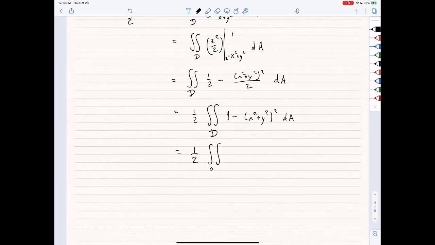So here, the unit disk can be described as theta between 0 and 2 pi, and radius between 0 and 1. And as I said, x squared plus y squared is r squared, and I'm squaring it, so I get r to the fourth. And I want to write dr d theta.